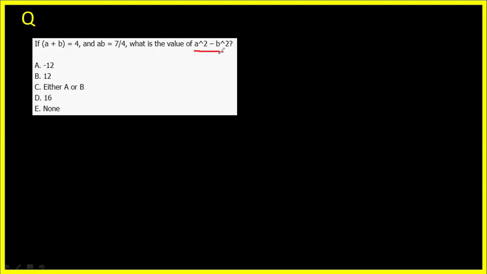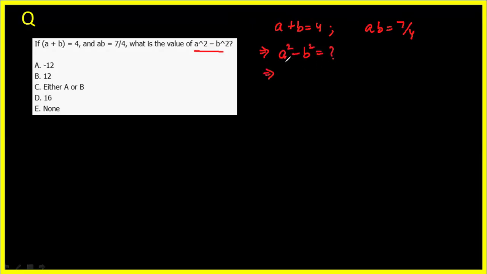Now, a few things are given. Here, the trick is to use options, right? That's the approach we'll be using to solve this question. What is given to us is a plus b, that is 4. Also, the ab value is 7 by 4. What is required in the question? The question asks us to find out a square minus b square, right?